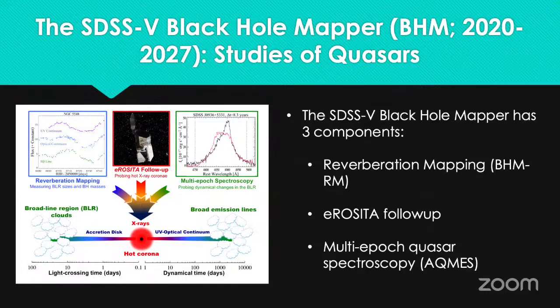So the Black Hole Mapper program itself actually has 3 different components. It has a reverberation mapping component, which is what I'm involved mostly with. It has a component to obtain follow-up spectra of sources. And it has a third component to obtain multi-epoch spectroscopy of a very large sample of quasars, but at a much lower cadence than reverberation mapping needs. So this is to explore the broad-line region on dynamical timescales, much longer timescales than reverberation timescales as well. And so those are kind of the 3 prongs of the Black Hole Mapper program.